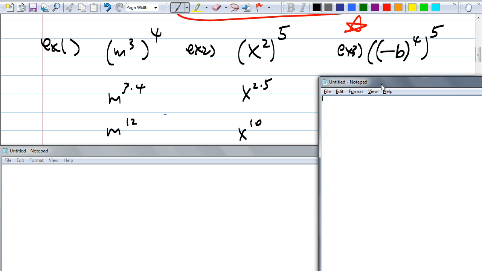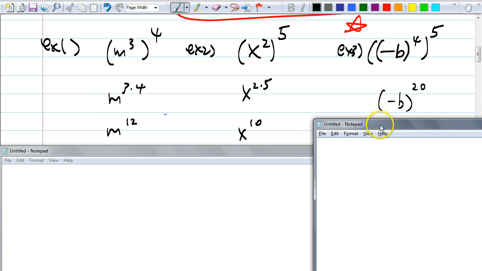Who could help me? How about Michael, what do you think I should do? What am I going to write next? Parentheses negative b to the 4 times 5. Exactly. Parentheses, negative b to the 4 times 5. Oops, I forgot to write that. I just wrote 20. Is that okay? Sorry. I should have shown that work.